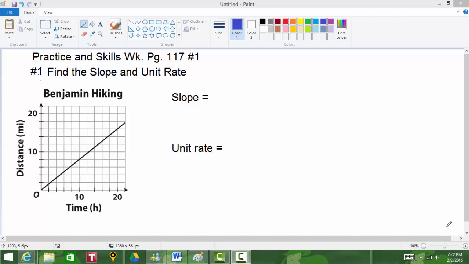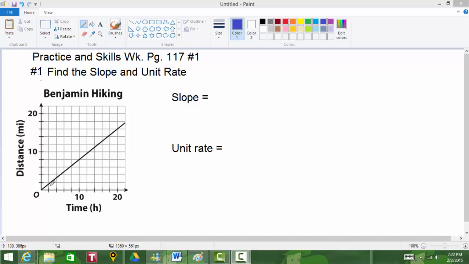This problem is from the Practice and Skills Workbook, page 117, problem number 1. Find the slope and the unit rate. And let's explain kind of what this problem is talking about. If you look across the bottom, it gives you a time in hours, and then going up the y-axis, you have the distance in miles.